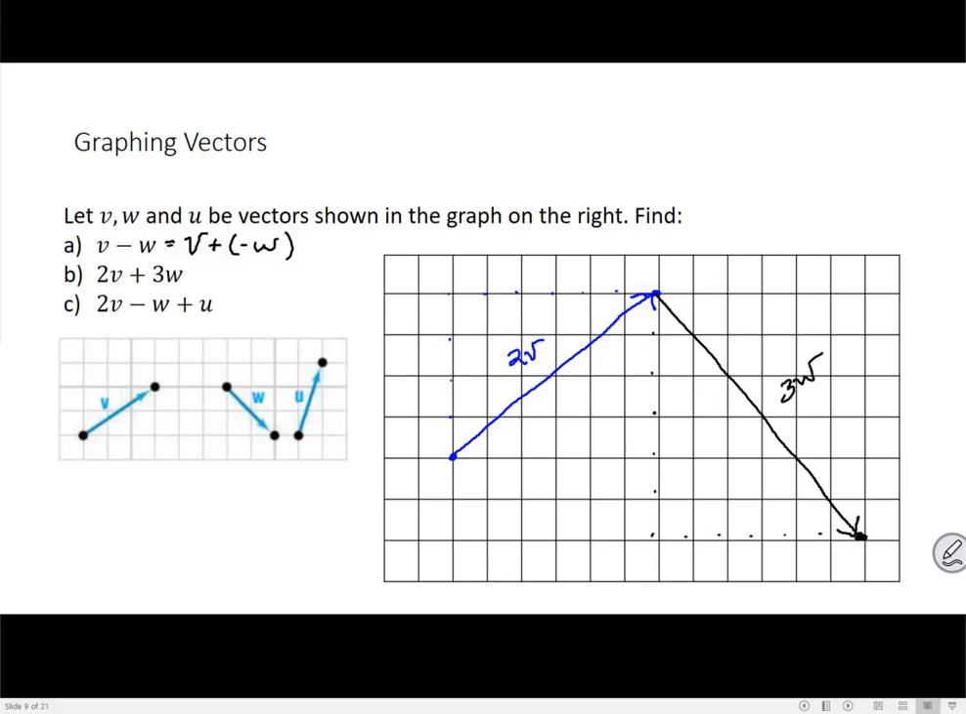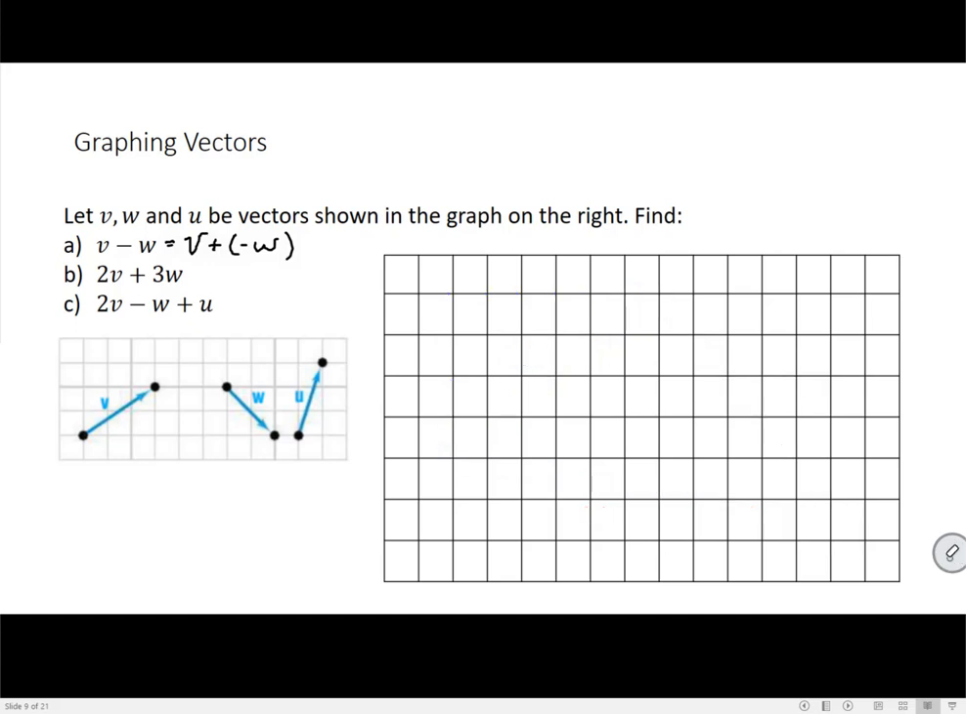And once again, to find the vector for part B that I'm looking for, 2v plus 3w, I'm going to connect the initial point of 2v to the terminal point of 3w. And there. Okay. All right. So now let's erase, and we will try part C.